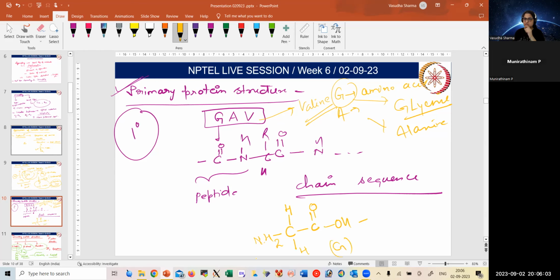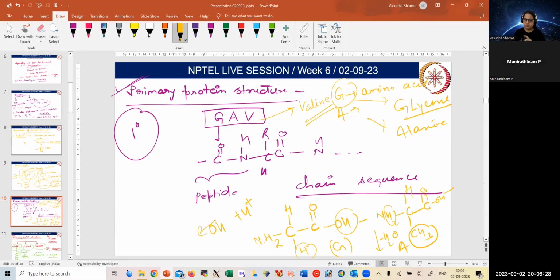Now we are taking alanine. Alanine has NH2 and CH, but instead of this CH, it has CH3. This is called alanine, and there would be C double bond OH. The third one would be the valine structure. So here, if you see this OH and one H from here, it will go out: OH negative plus H positive from NH2.